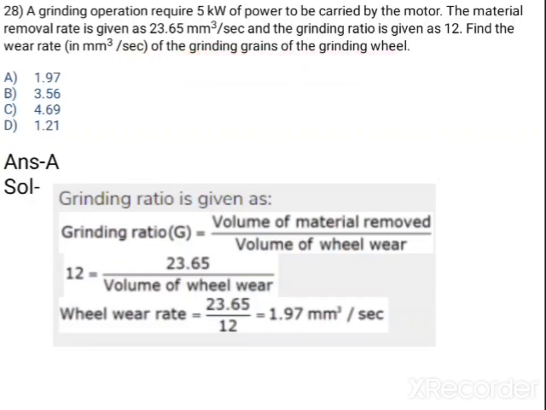So just remember the grinding ratio formula. What is the grinding ratio? Here is the hint: volume of the material removed to the volume of the wheel wear. Volume of the material removed is given as 23.65. Volume of the wheel wear we have to find out, and the grinding ratio is given as 12. Just find out the wheel wear rate. You will get 1.97 mm³ per second. Option A closely matches.